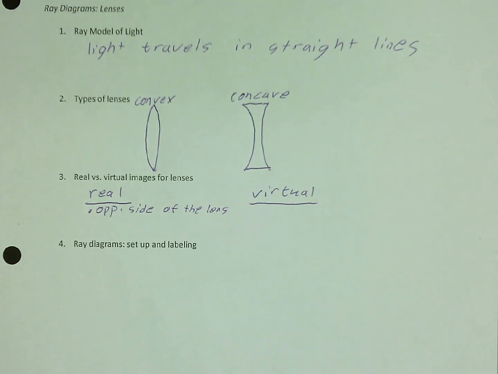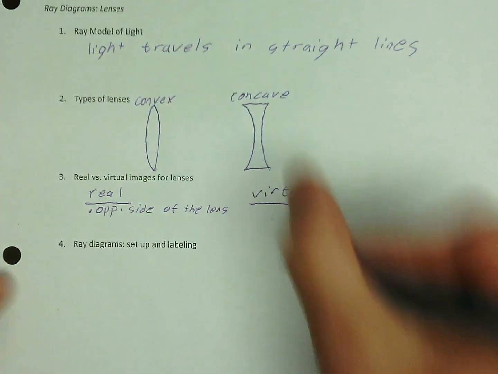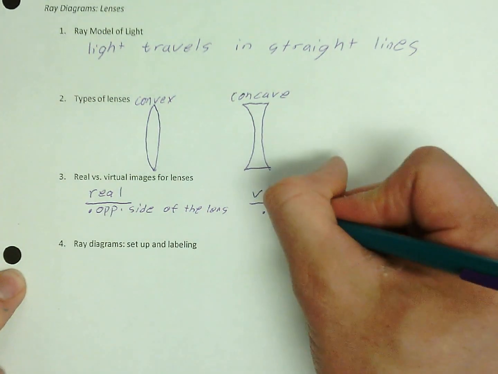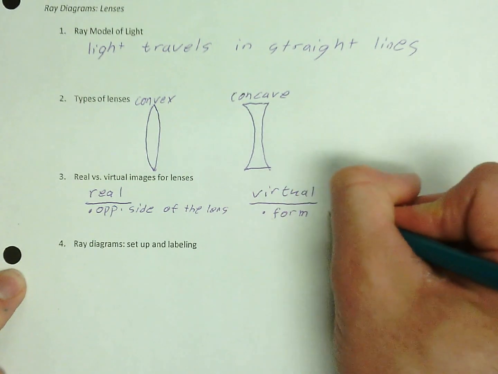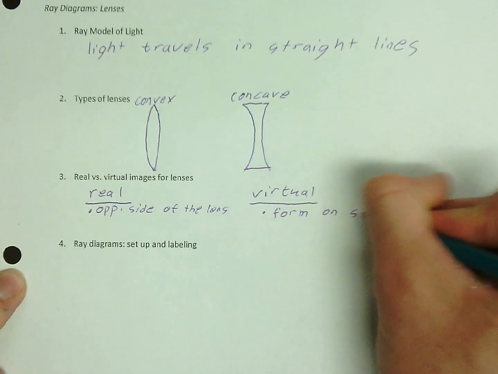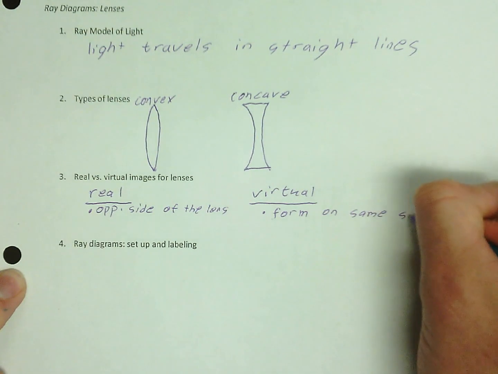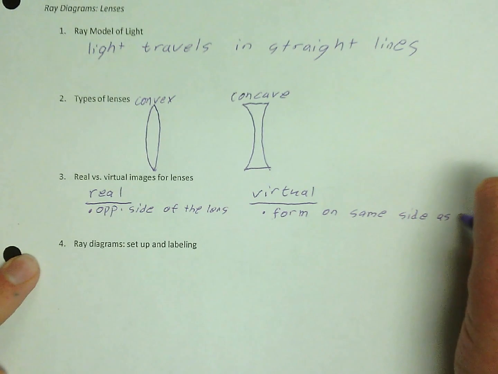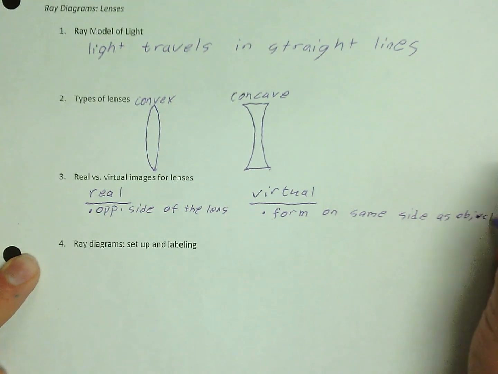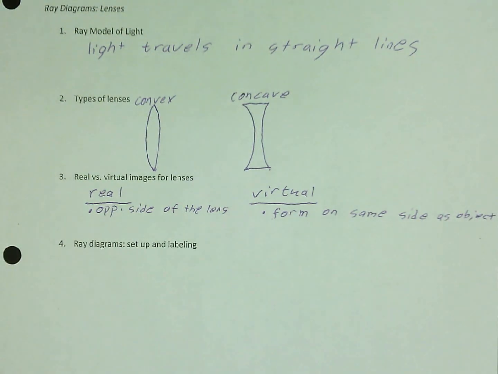So this is a real image. It formed on the opposite side of what the lens was. The lens is up there, the image is out here. That's a real image. Virtual images form on the same side as the object. Okay? So real images are on the opposite side, but virtual images are on the same side.